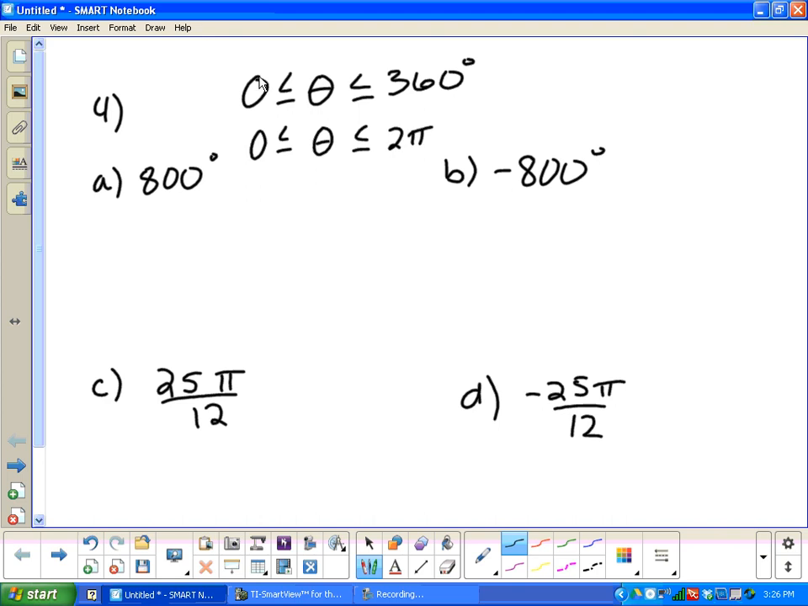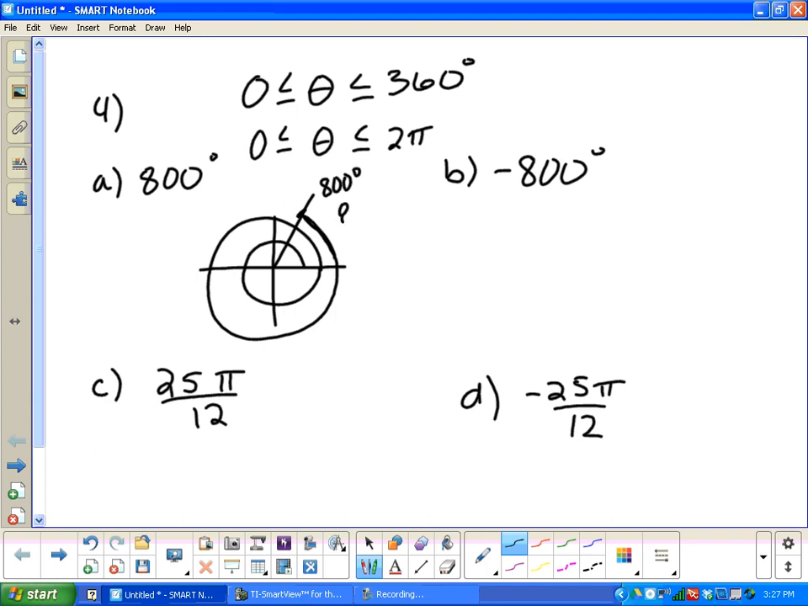All I really have to do here is, if my angle doesn't fall between those measures, find a coterminal angle by repeatedly subtracting or adding 360, or subtracting or adding 2 pi. So on A, 800 degrees, let's note this one. I'm not going to go through the process on the other ones. If I went all the way around one time, that would be 360 degrees. If I went all the way around 2 times, that would be 720. And so I would need 80 more to get to where the angle would actually be. So this standard position angle would measure 800 degrees, or we could just say 80 degrees.